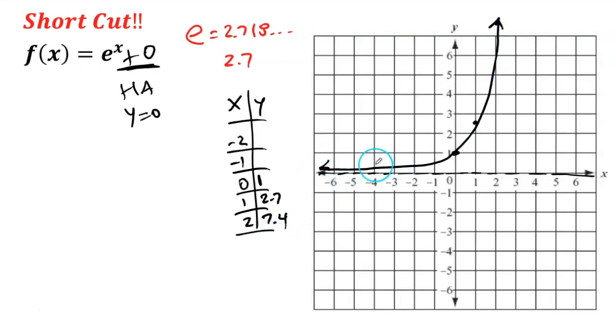All right, my domain, all real, from -infinity all the way to +infinity. My range, from 0 to infinity. I hope by now we understand this. Let's play around with another one.